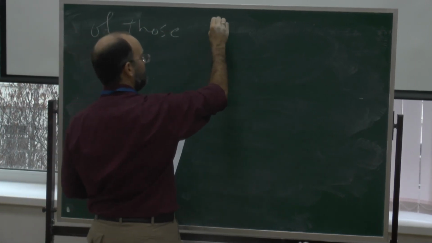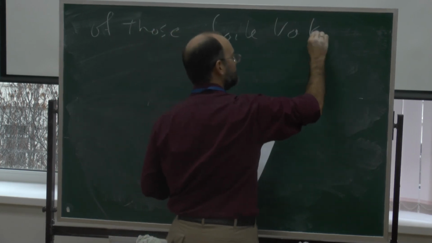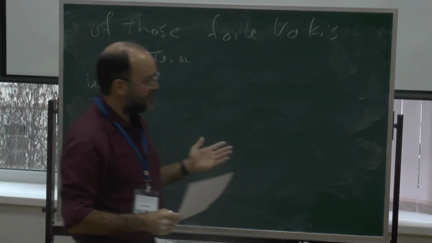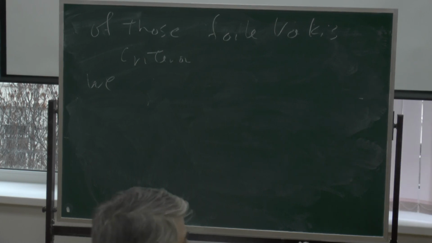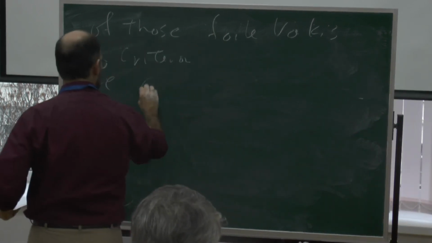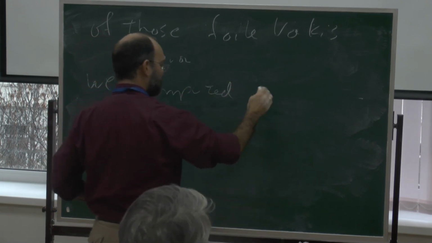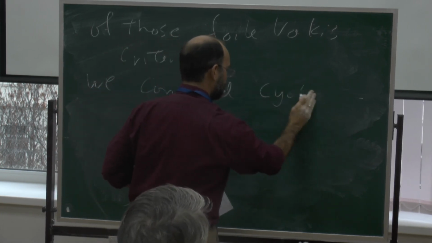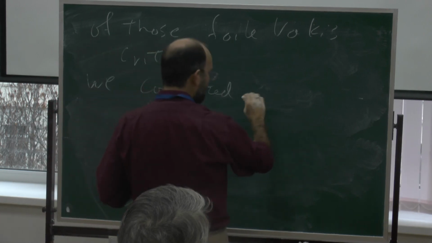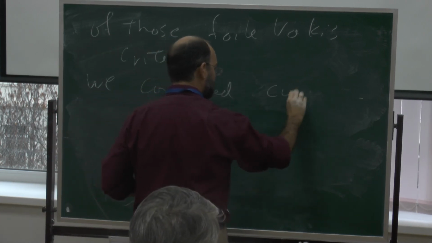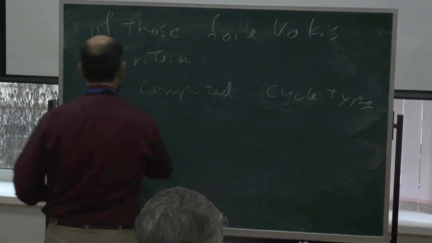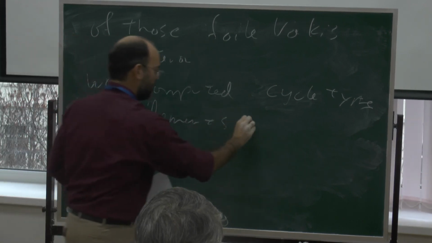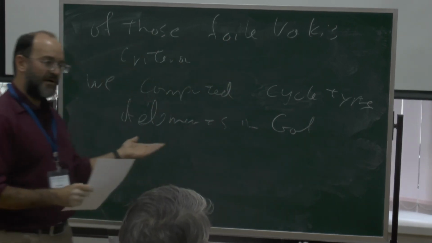And so of those that failed Vakil's criteria, we either used other methods, like coming from these results over there, or we just computed cycle types of elements in the Galois group. So this is the symbolic computation you can do.